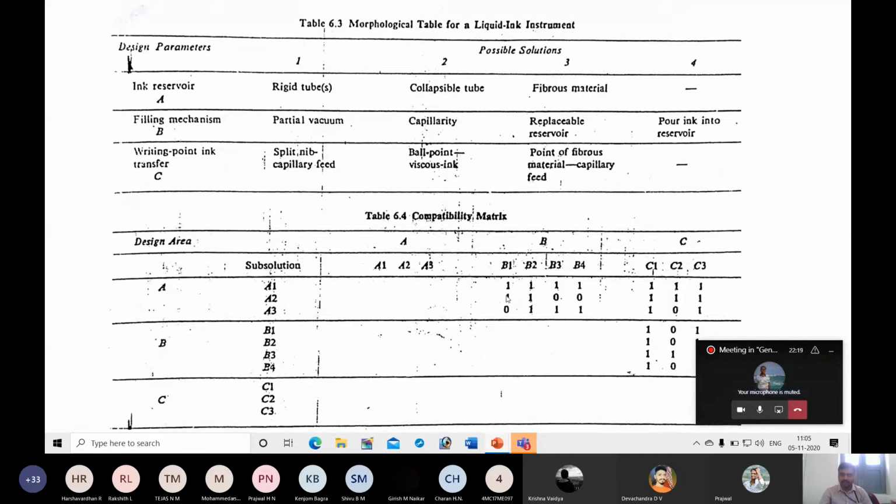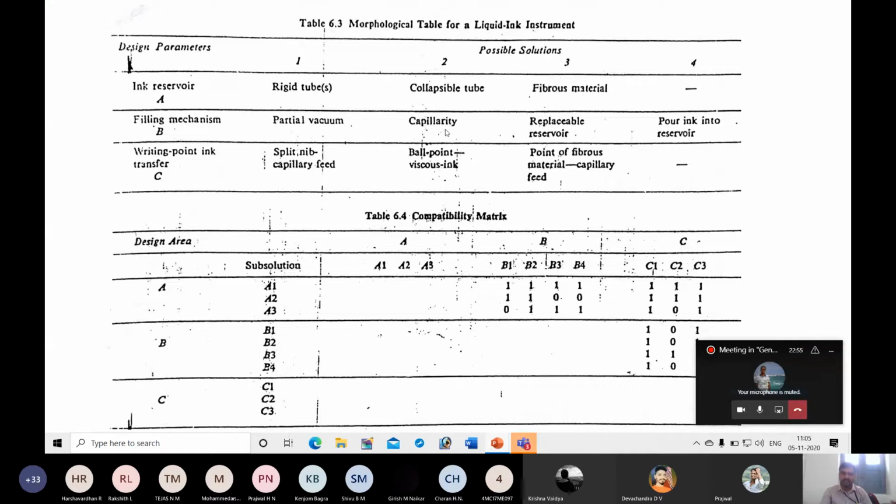Next, A2B1 means you are choosing collapsible tube. If you choose collapsible tube, then can you go for partial vacuum? Yes, it is possible. That is noted by 1. You can see a collapsible tube in a Europen. Because of the partial vacuum, if you press that collapsible tube, ink is going to get raised through the nib. That you have seen in case of Europen. Partial vacuum and collapsible tube is a possible combination, that's why it is 1. Next, collapsible tube and capillarity is also possible.